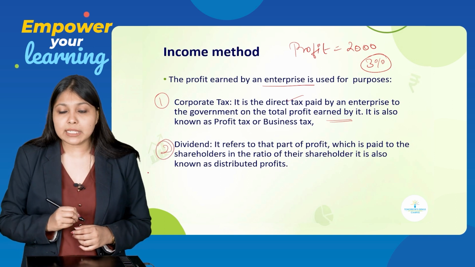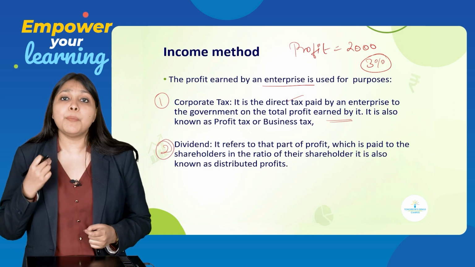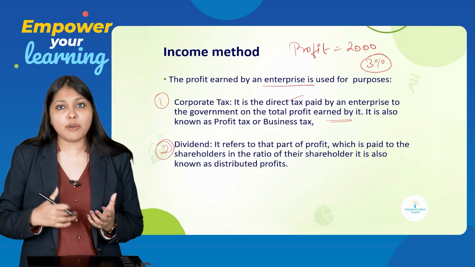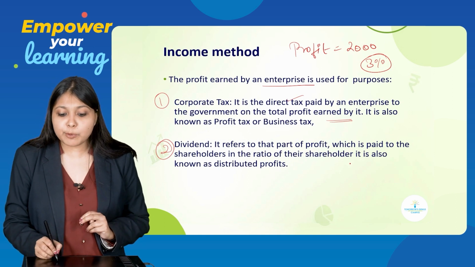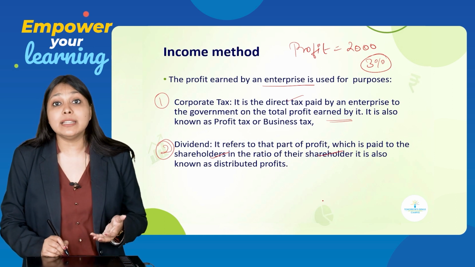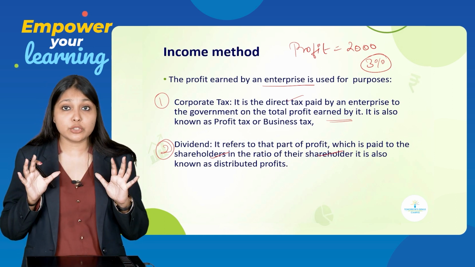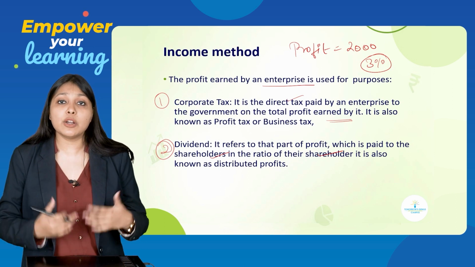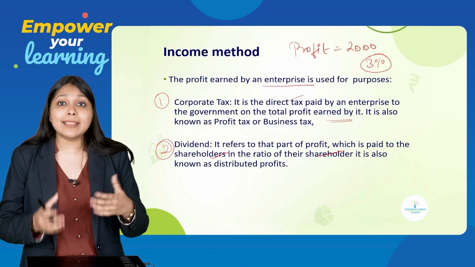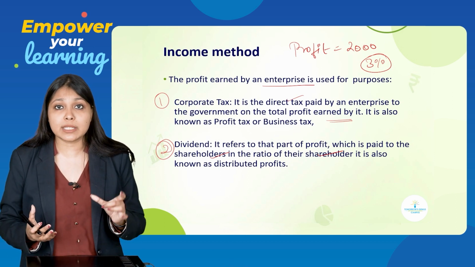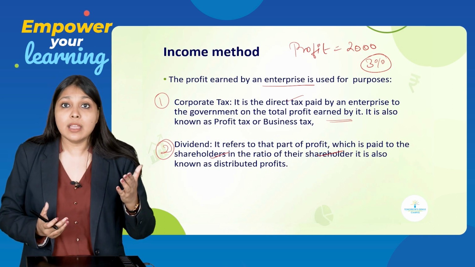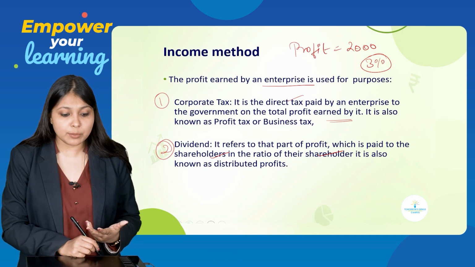Second is dividend. Dividend is the part of profit which we are going to give to our shareholders in the form of their returns. So, the part of profit paid to the shareholders in the ratio of their shares is also known as distributed profit. You all should know the alternative names, because when we start solving numerical questions, everything has alternative names, and at that moment you will get confused about what it is. So the alternative names for corporate tax are profit tax and business tax. For dividend, it is distributed profit.